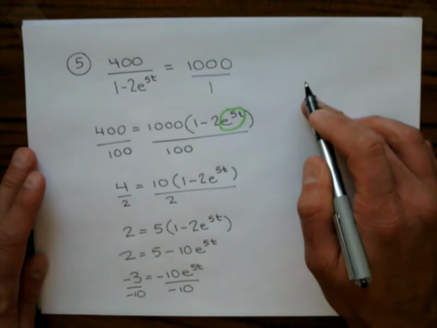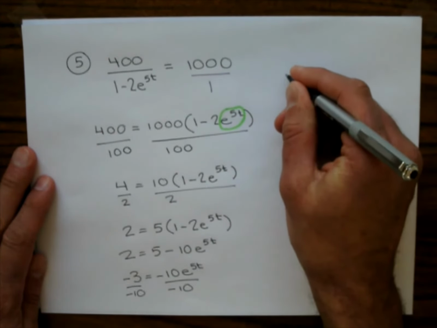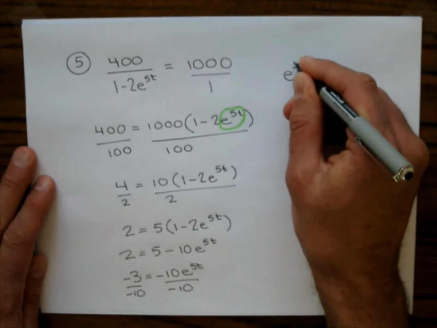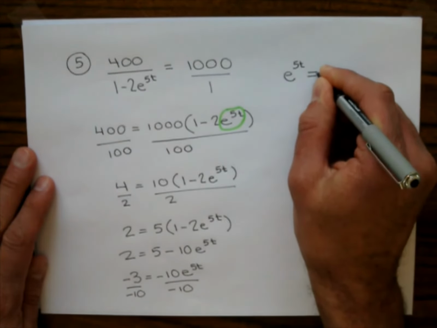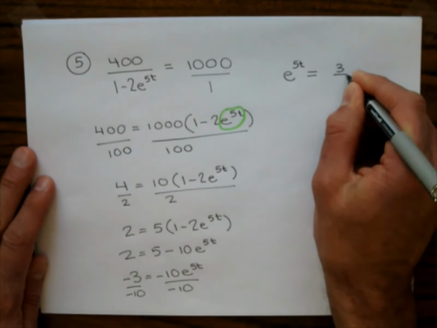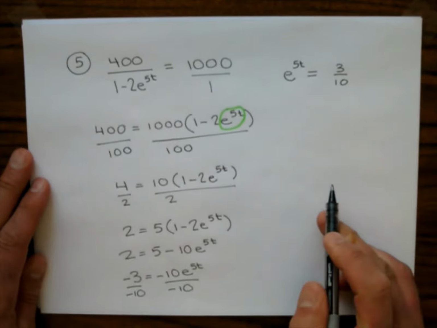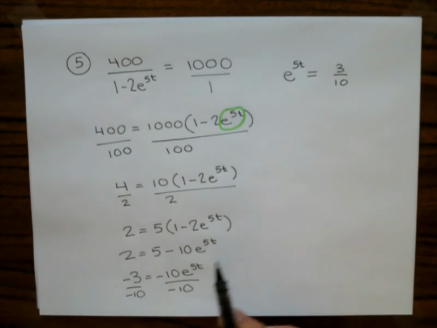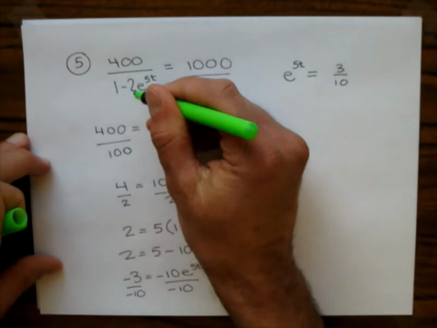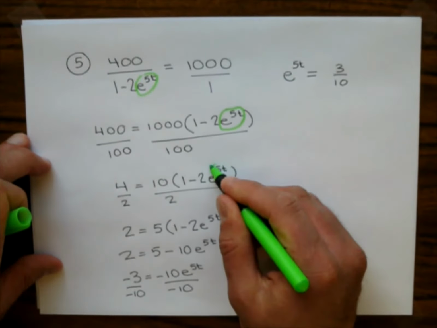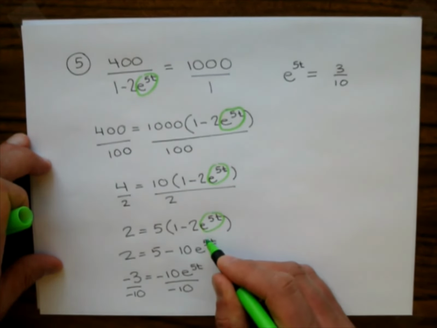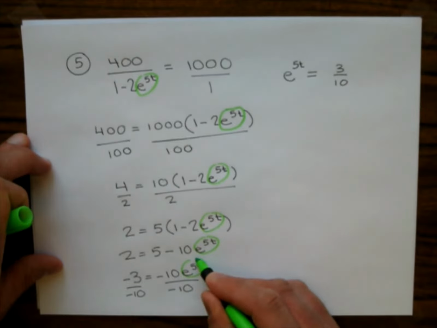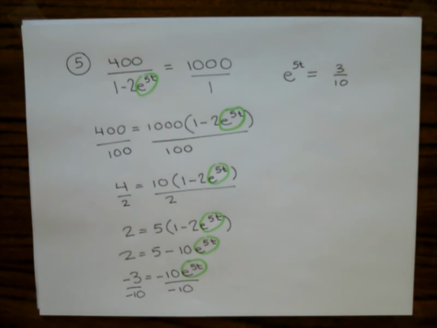And I'm going to continue up here, switching things around as well. e to the 5t equals 3/10. So we didn't even do any logarithms. All we were trying to do throughout this whole problem was solve for that. You could replace that green thing with a W, and it was just some algebra.